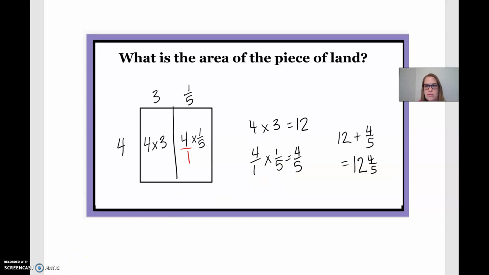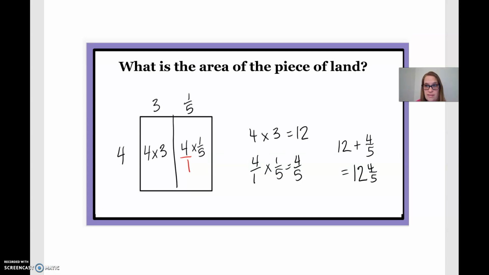So now what I do is I add those together. I have 12 wholes and I have 4/5. When I put that together, my answer is 12 and 4/5. If I were writing out words, then I would have squared the answer. So it would be 12 and 4/5 square miles. So when you wrote it in the exit ticket, though, we were just looking for those numbers. All right, good job.